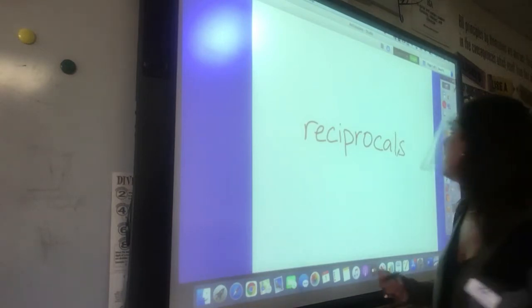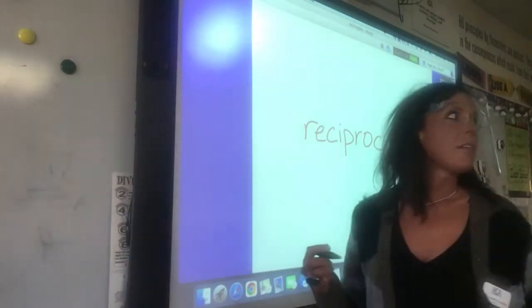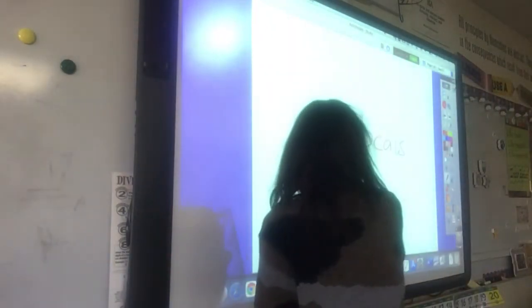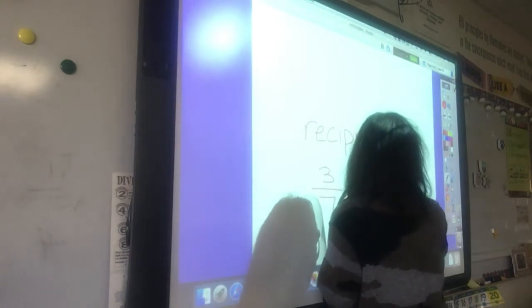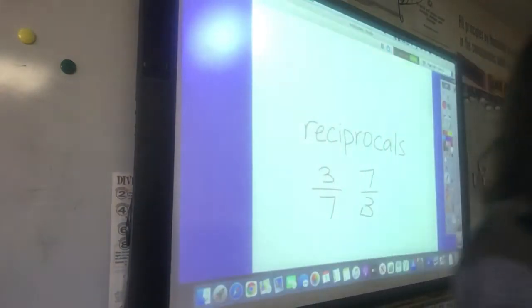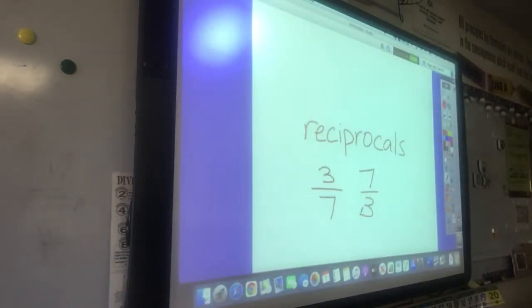Are you gonna add it to the wall? It's already there. All right, so reciprocals are simply this. So 3/7, its reciprocal is 7/3. So it's just a fraction, and when a fraction's flipped, that's its reciprocal. So these two things are reciprocals.